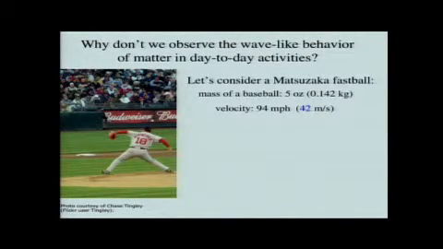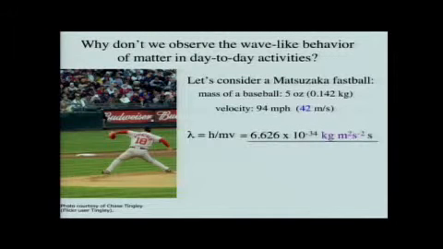So if we're trying to figure out the wavelength of a Matsuzaka fastball, we need to consider the velocity first, which is 94 miles per hour. We don't usually do our chemistry calculations in miles per hour, so let's switch that to 42 meters per second. And we can use the de Broglie relationship that wavelength should be equal to h over mass times velocity. And we can put up here Planck's constant.